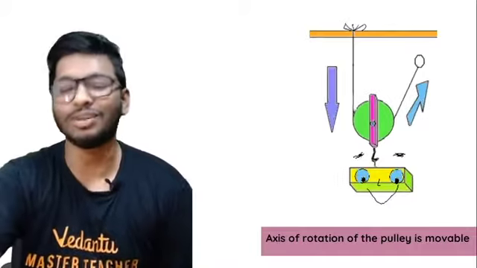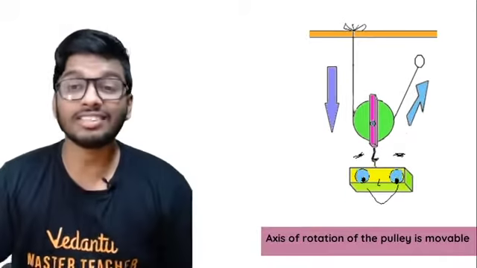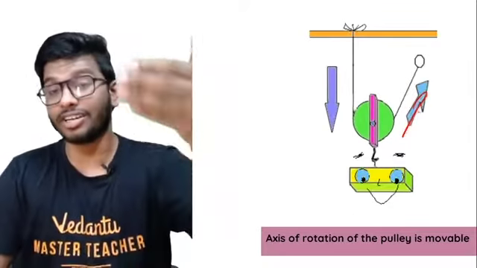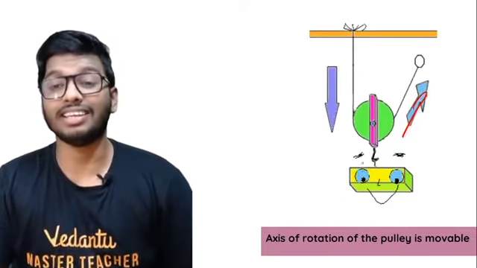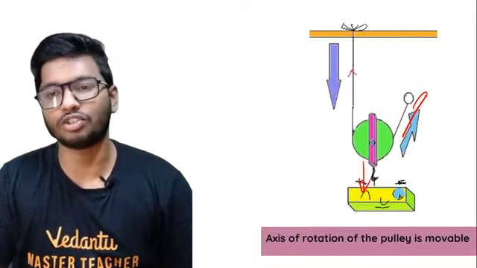It's moving up and down as well. So the axis of rotation is clearly movable in this particular scenario. So you see this, the effort is again in the upward direction, the load is in the downward direction, and the tension would obviously be in the upward direction in both the strings over here.